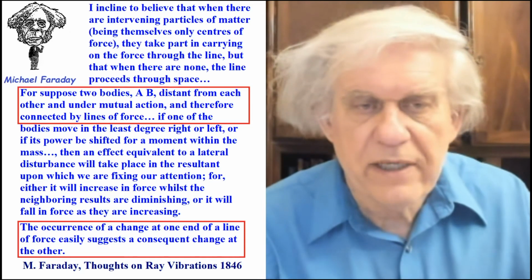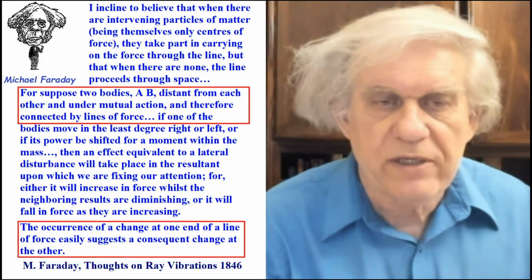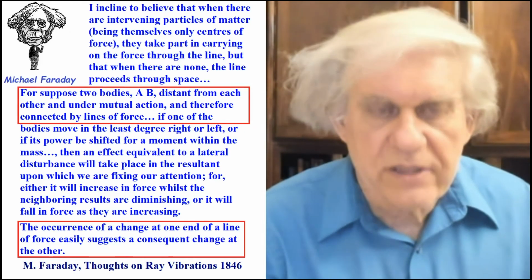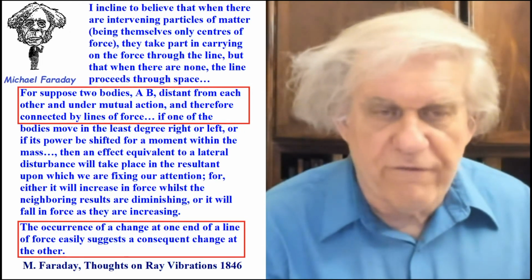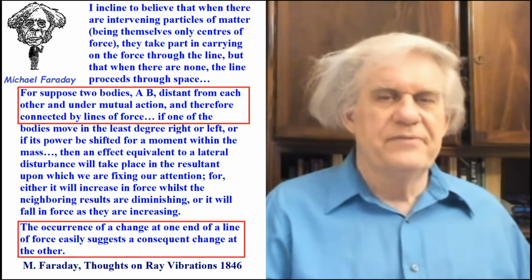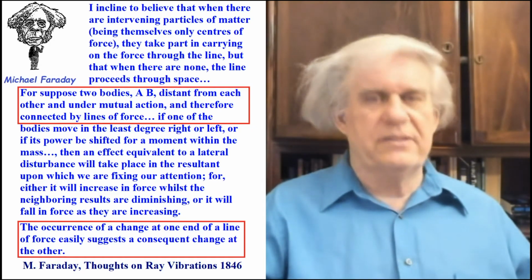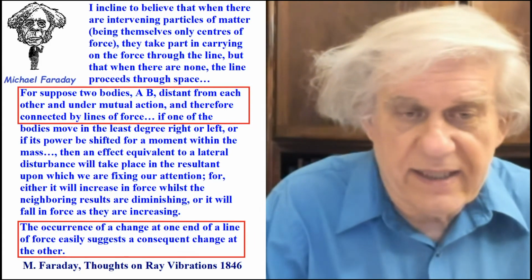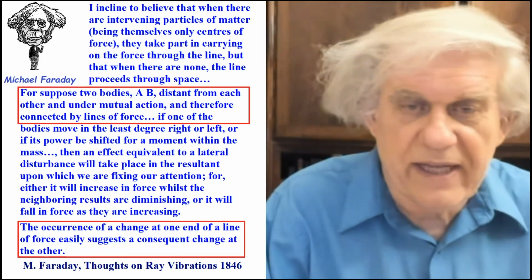For either it will increase in force whilst the neighboring results are diminishing, or it will fall in force as they are increasing. The occurrence of a change at one end of a line of force easily suggests a consequent change at the other. So he's treating all these lines of force that connect masses as real entities. And I think you can say that Mr. Faraday discovered entanglement, or proposed entanglement, except that towards the end he chickened out. He had no nerve.